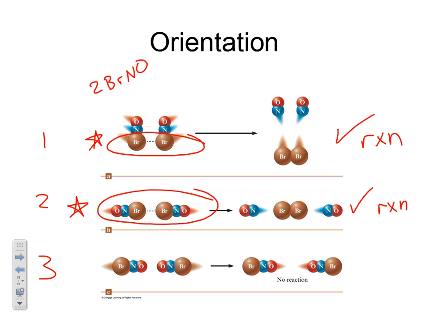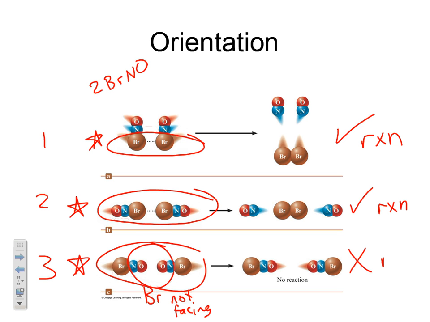And in this final example, there are lots more ways that they could collide. This is just 3 examples that it's showing you. Notice that when they collide, right here, the bromines are not facing one another. And we don't get a reaction because that's not what's needed. So there's no reaction that occurs here. So they have to collide with enough energy, but they also have to collide with the correct orientation in order for a reaction to occur.